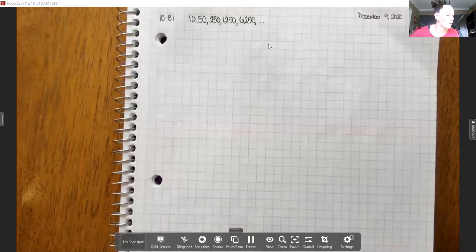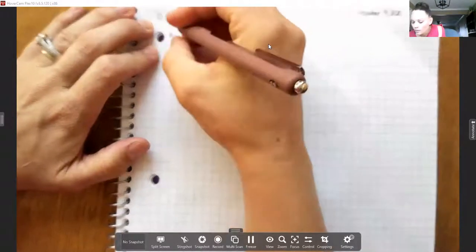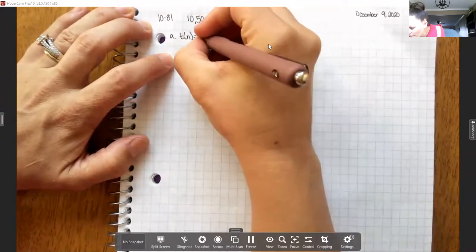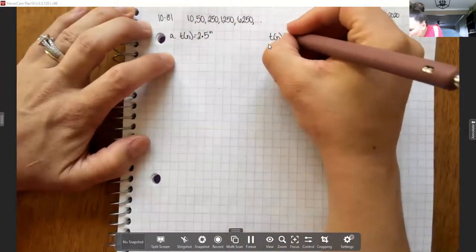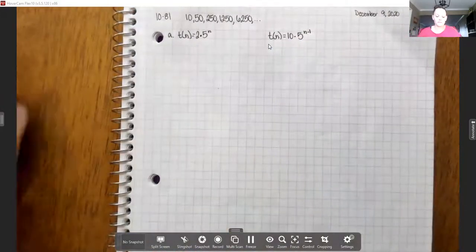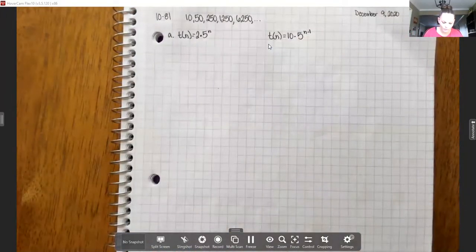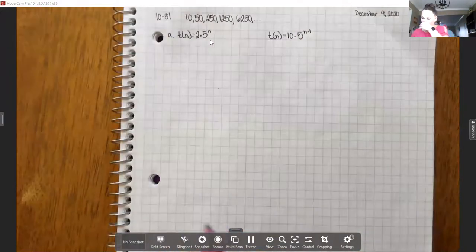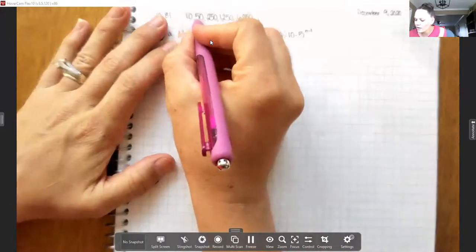Okay, sorry. So one equation is t of n equals 2 times 5 to the power of n. And the other equation is t of n equals 10 times 5 to the power of n minus 1. So we want to know what equation is correct to generate this sequence. So basically, if we look at this sequence, we can tell that it's multiplying by 5.